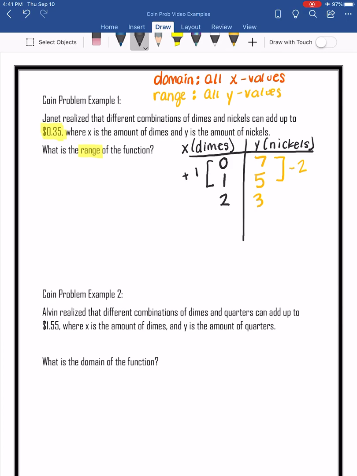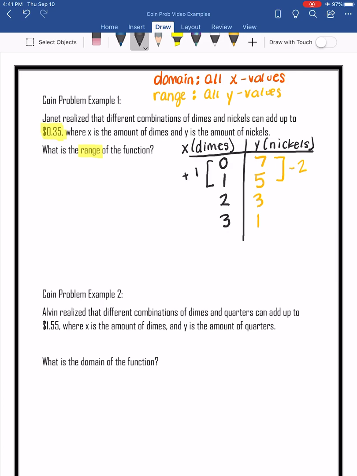Let's go down here. We're going up 1 for our dimes. So we have 3 dimes now. We're going down 2 on our nickels. So now I should have 1 nickel. So 3 dimes is 30 cents. 1 nickel is 5 cents. So that gives me 35 cents. So our pattern still works.